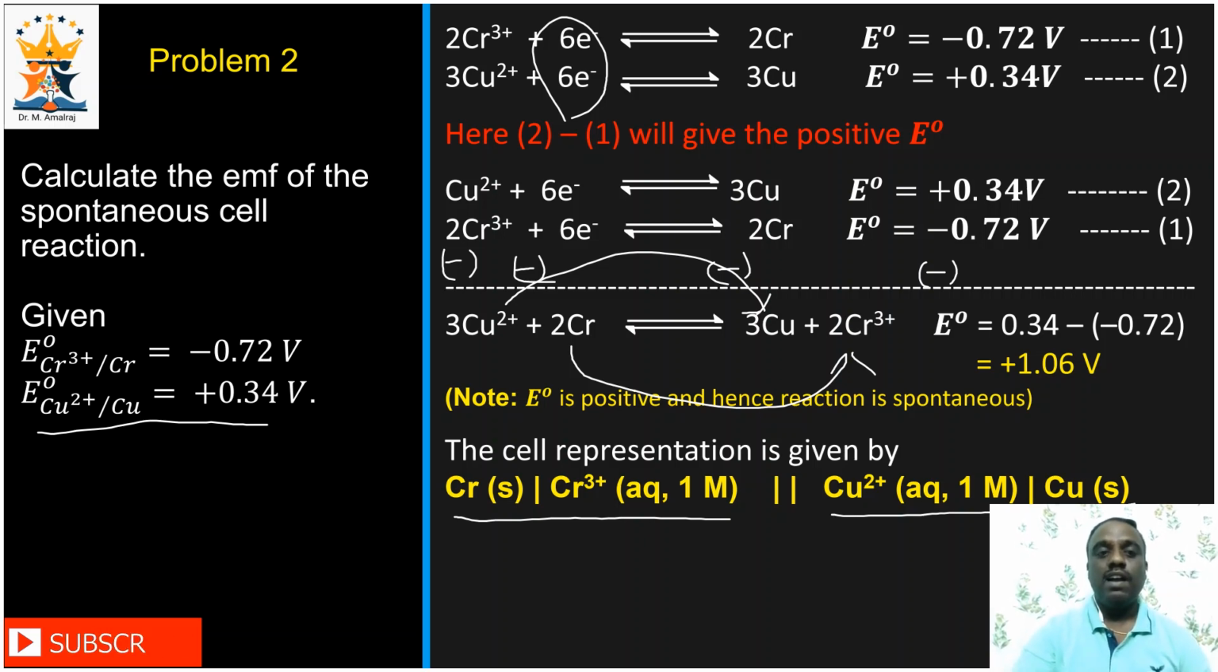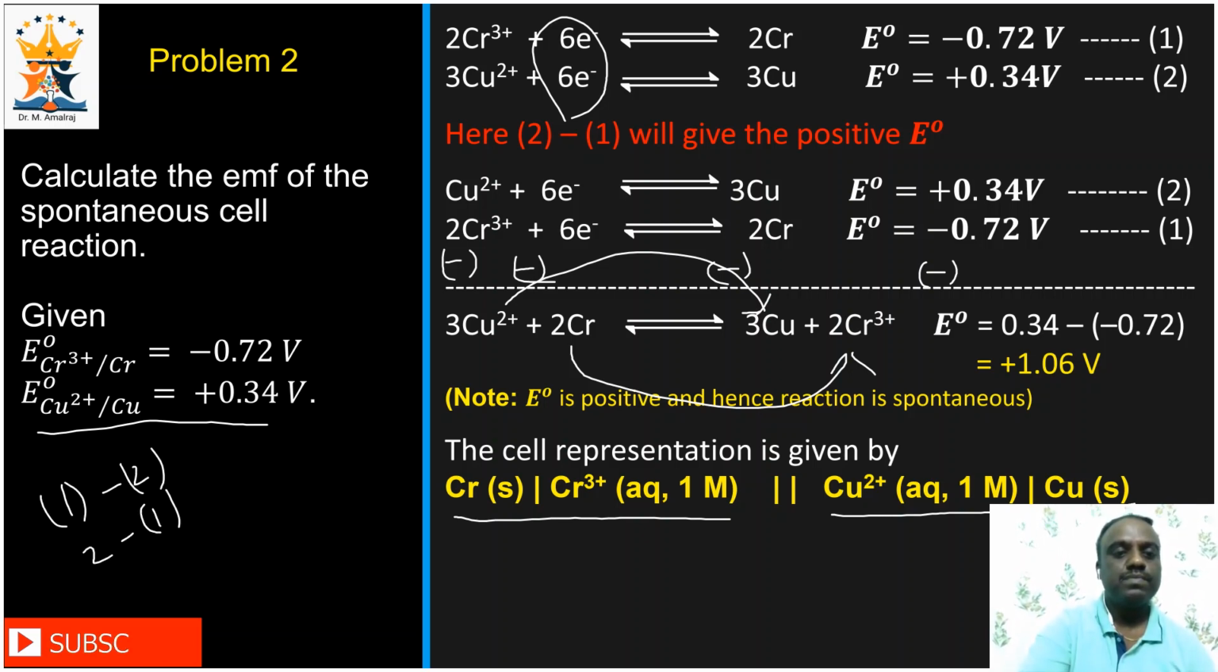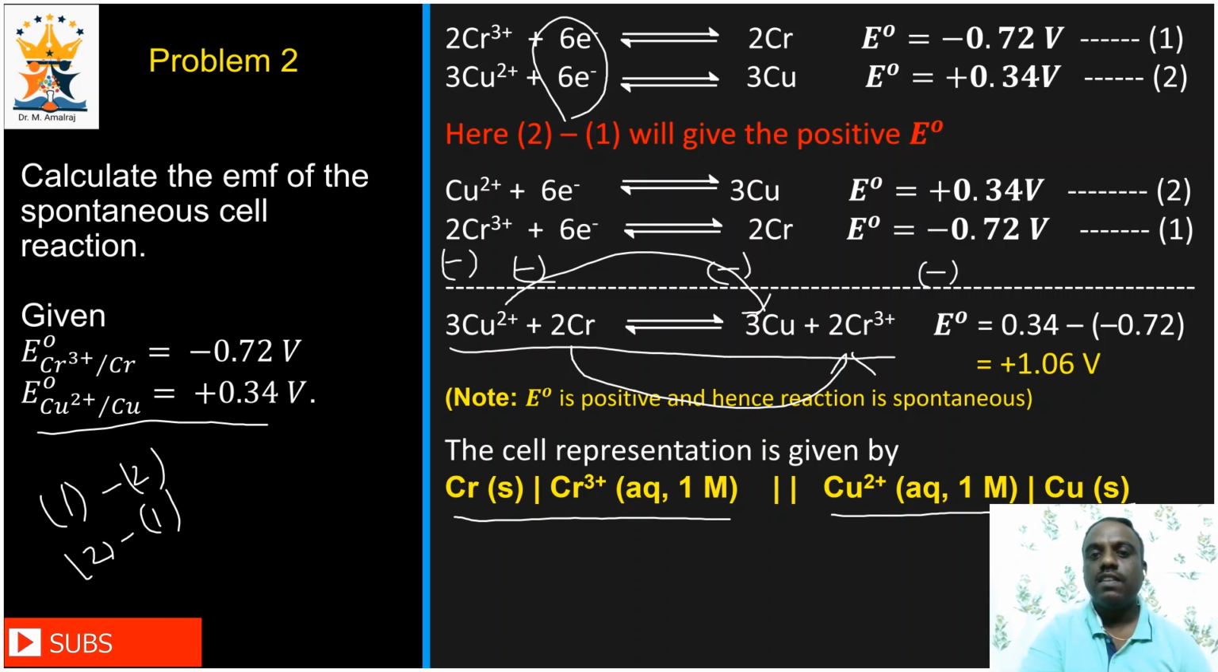Fine. And to calculate the EMF, we can follow the same tactics. Since we are not multiplying the E naught value by any factors, we can again do the same: 1 minus 2 or 2 minus 1, and whichever gives the positive E naught will be the EMF of the galvanic cell. But while writing the final cell equation, we must follow all these steps.